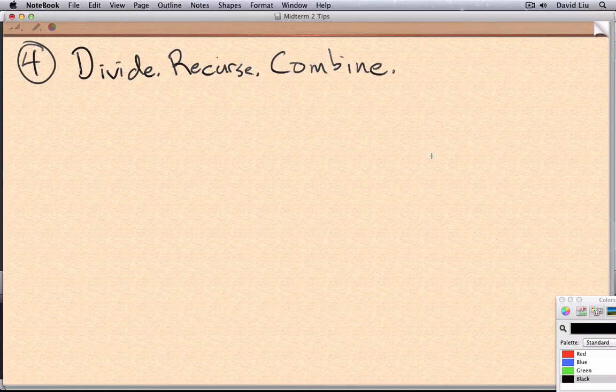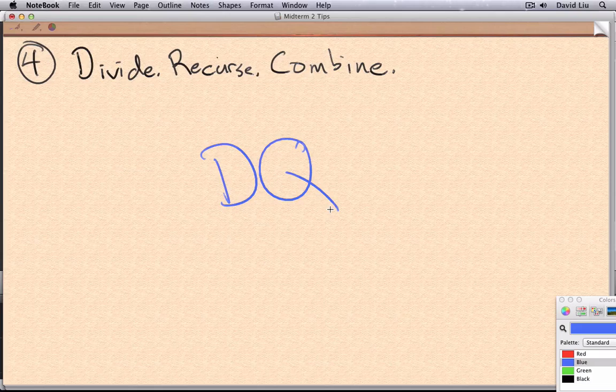If you have to write a divide and conquer algorithm, remember the three main steps. First, you divide the input into some sub-problems, some problems of a smaller size. And then you recursively solve some or all of the sub-problems. And then you combine the results of all your recursive calls and then return the final answer. This is the philosophy behind every divide and conquer algorithm.